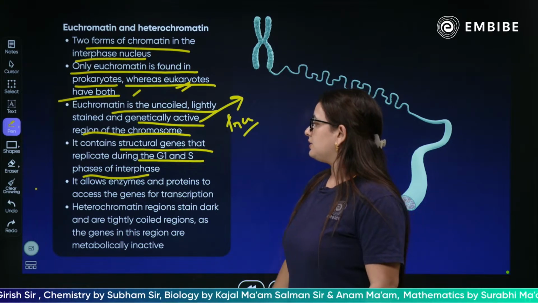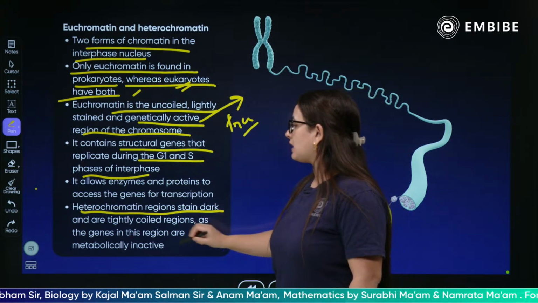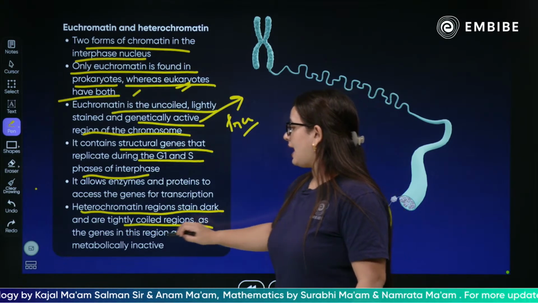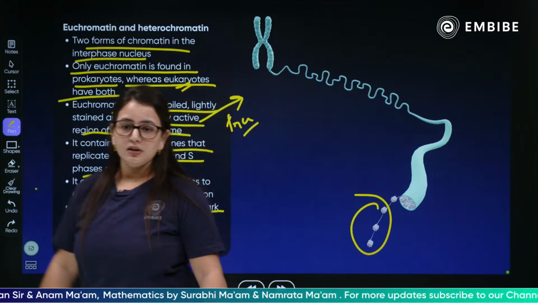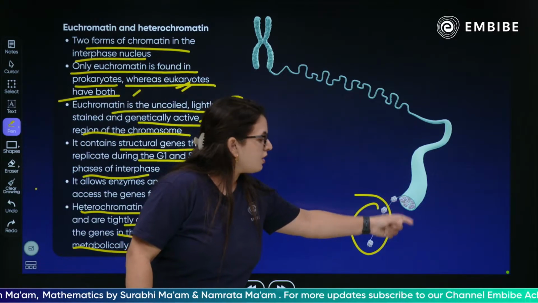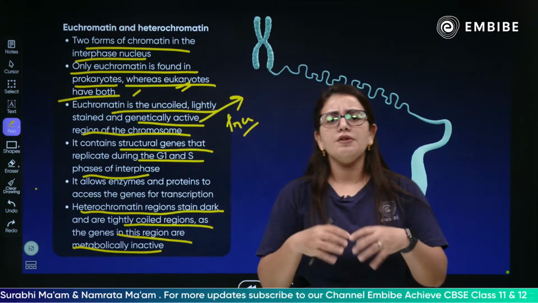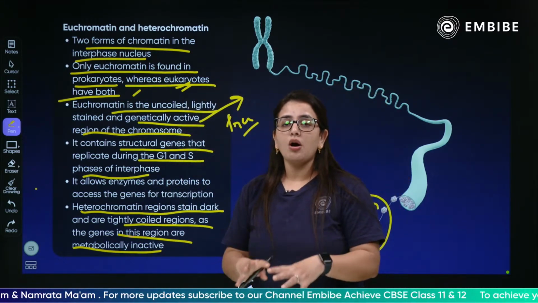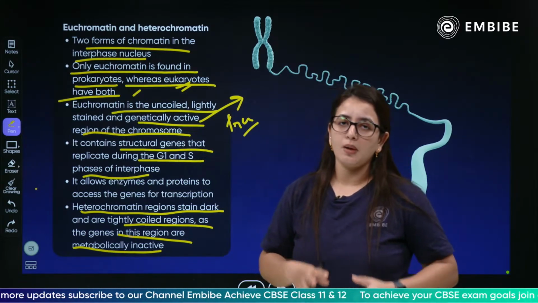Next we have the heterochromatin. Heterochromatin region stains dark and is a tightly coiled region, as the genes in these regions are metabolically inactive. So children, this particular part which is tightly coiled, which appears thick, which appears stained, which is not transcriptionally active, those parts are called heterochromatin.